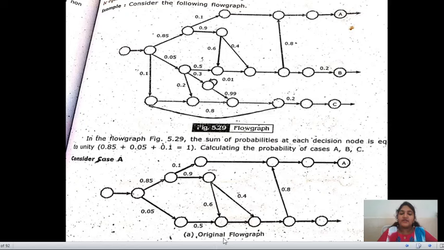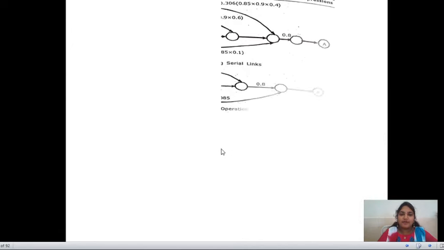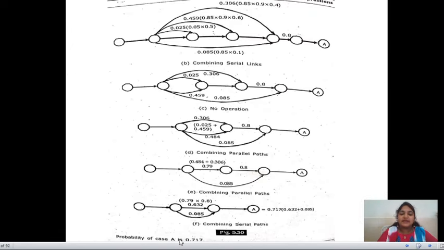This is the original flow graph which defines the considered case A, from the starting node to this node. This original flow graph is derived from the full flow graph, with probabilities 0.85, 0.05 and so on. From this we have to find out the probability of case A. All of case A is used to perform the reduction.